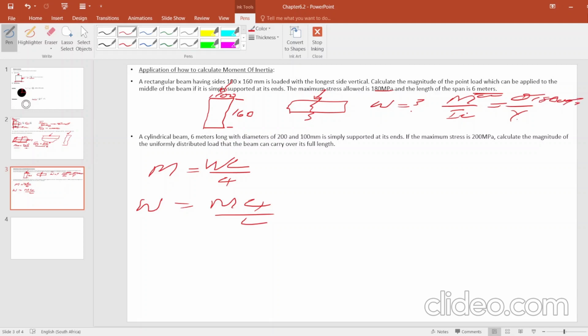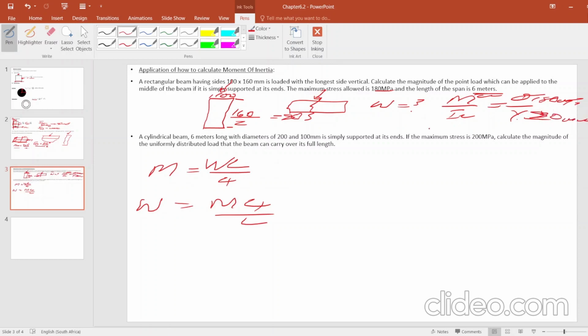But I'm not interested in solving the whole thing. I'm interested in showing you how to calculate the moment of inertia. The Y, the centroid, is given. Remember I once said to you, if necessary, calculate, meaning use the area moment to calculate the centroid. But in this case, there's no need for us to use the area moment. We are given 160, the longest side. Then it will be 160 divided by 2, then we get our answer as 80. That means our centroid there is 80. We have calculated our centroid there.